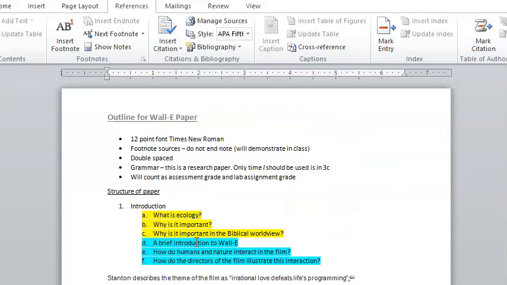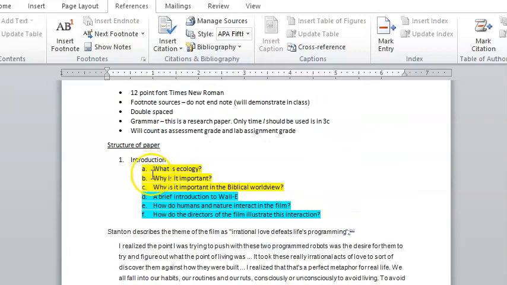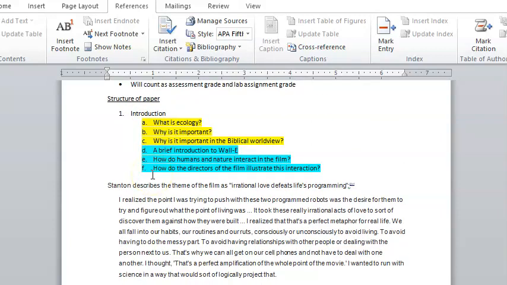but that is the example of footnoting, okay? So let's go through and talk about the structure of the paper. I went through this before we watched the movie. Again, this is not just a paper on the movie, this is a paper about ecology and why it's important.